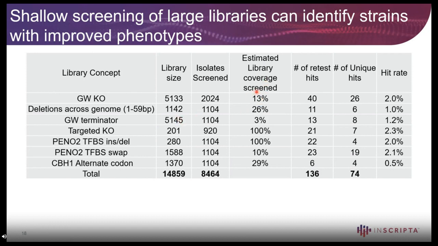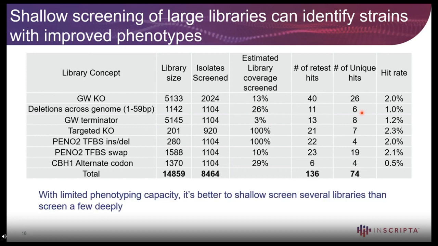So you can see that even though I screened the genome-wide knockout and the terminator at only 1x or 3x, I was still able to pull out a large number of hits and a large number of unique hits, providing a lot of diversity that can be used for further library builds.